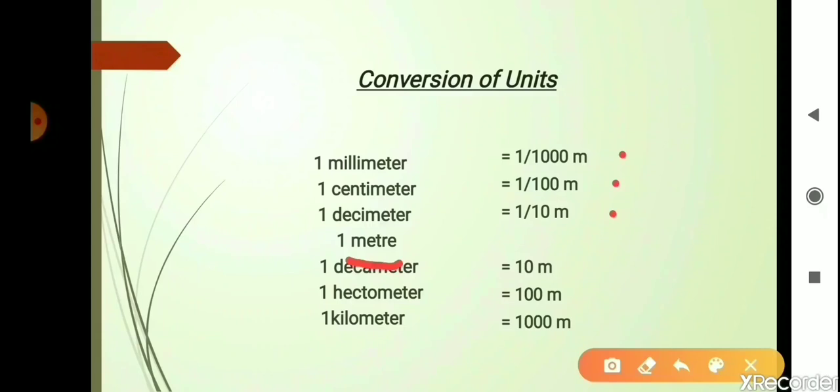Now if you know the relation between them, you can easily change the units from one to another. As we go down, we see that the units are getting bigger, like decameter, which is equal to 10 meter, hectometer, which is equal to 100 meter, kilometer, which is equal to 1000 meter. So this way we can change one unit to another unit.